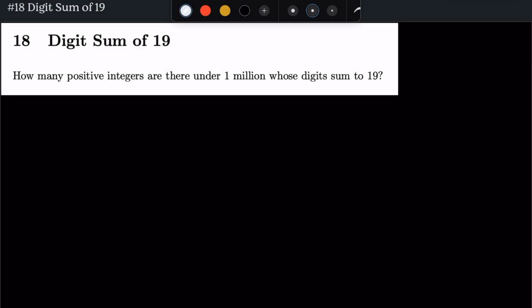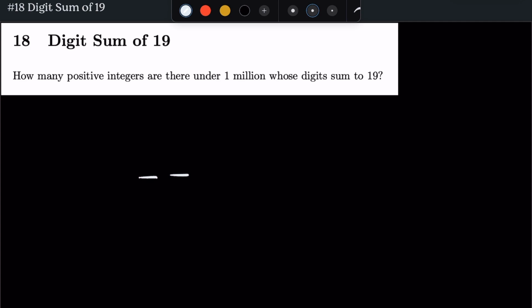Hey guys, today we're going to solve question number 18, digit sum of 19. This question asks us to count the total number of positive integers that are under 1 million whose digits sum up to 19. This is a pretty challenging problem and it took me a while to get it my first time attempting it, but there's a pretty elegant solution in my opinion, and it comes down to first enumerating the form of a valid solution that sums up to 19.